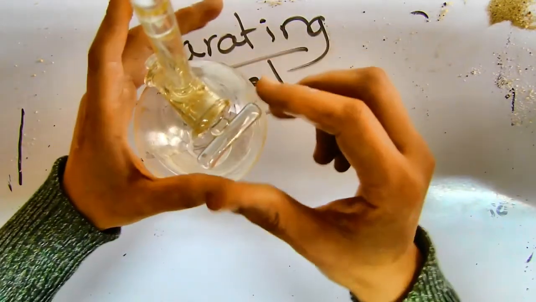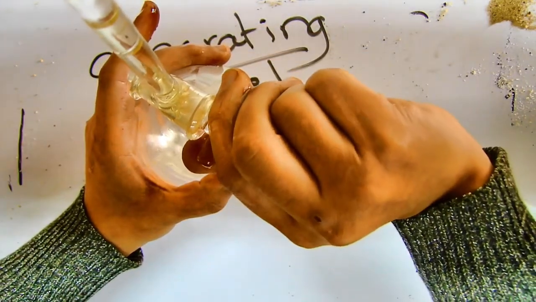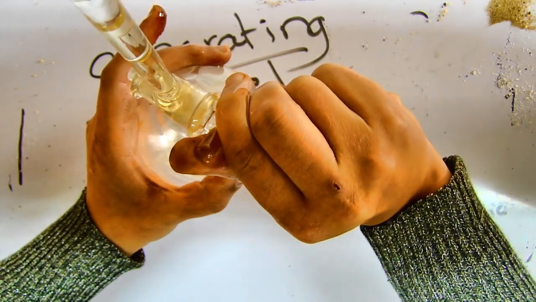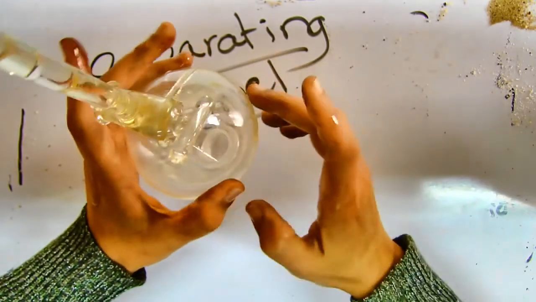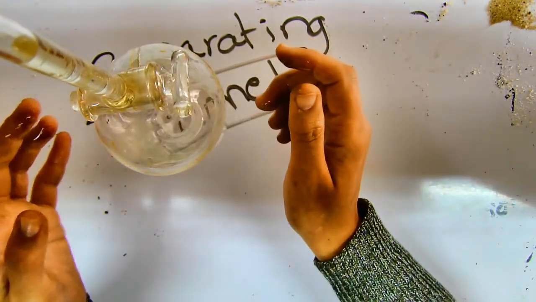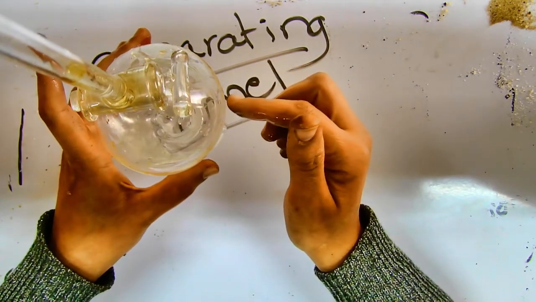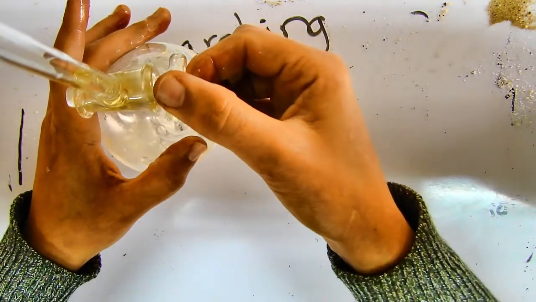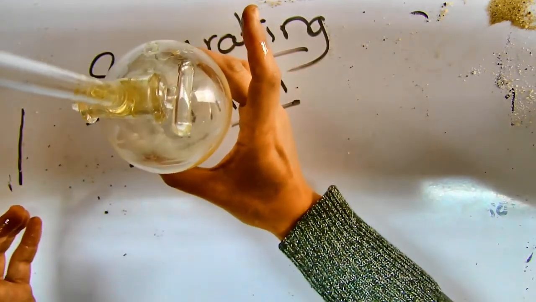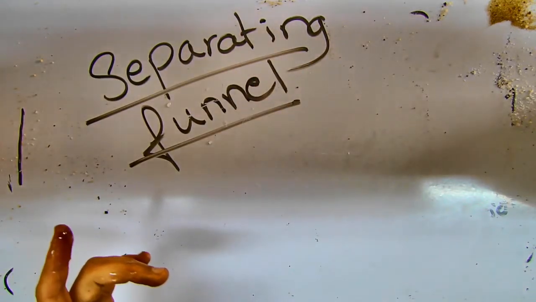I'm going to open it here slowly. The oil will go down and the water will remain inside. We let the oil drop down, okay, to separate the oil from the water. This is what is used to separate oil from water.